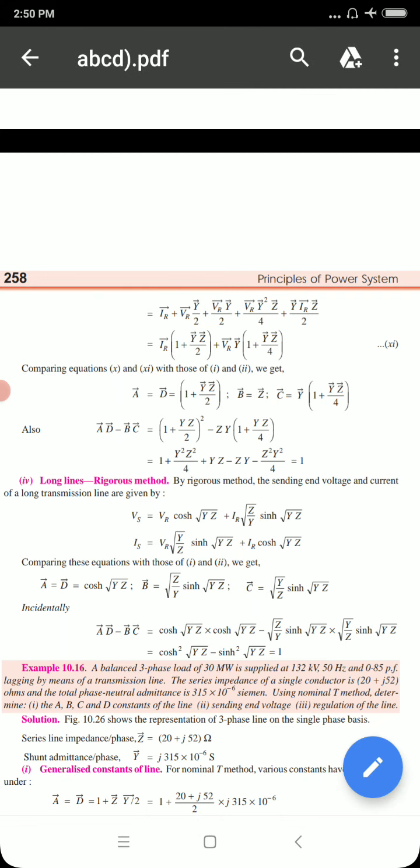Okay, so if you find any difficulties, you can ask me. In the next class we will see some problems on this. By that we can finish the module.